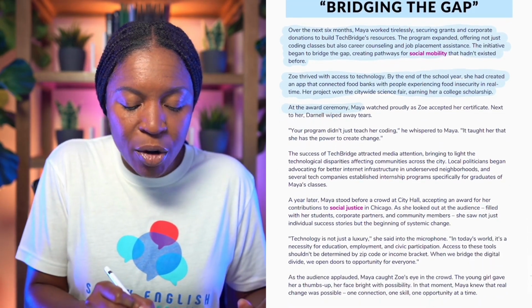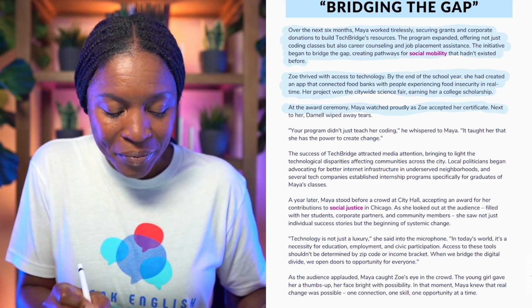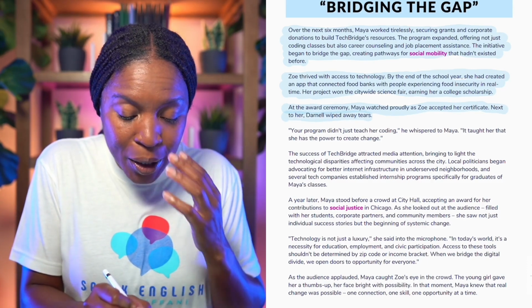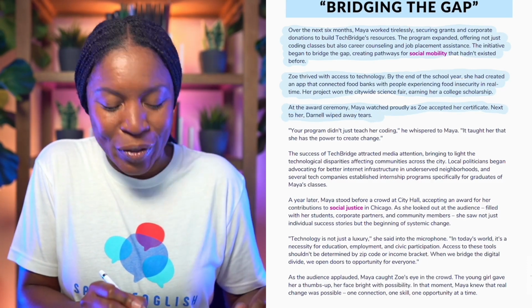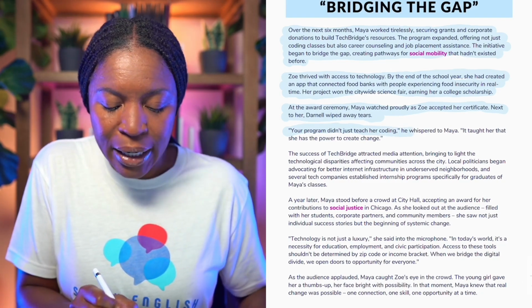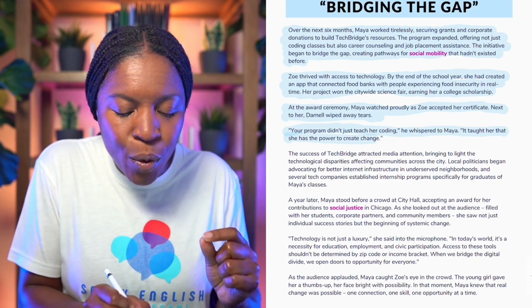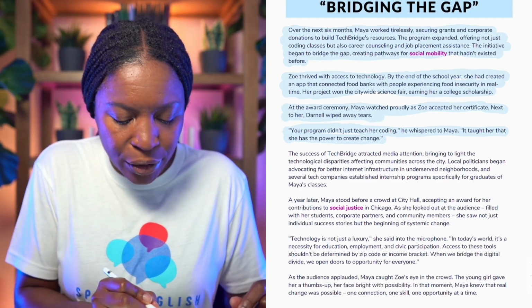At the award ceremony, Maya watched proudly as Zoe accepted her certificate. Next to her, Darnell wiped away tears. "Your program didn't just teach her coding," he whispered to Maya. "It taught her that she has the power to create change."